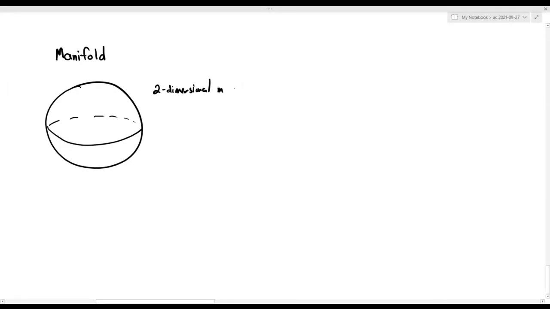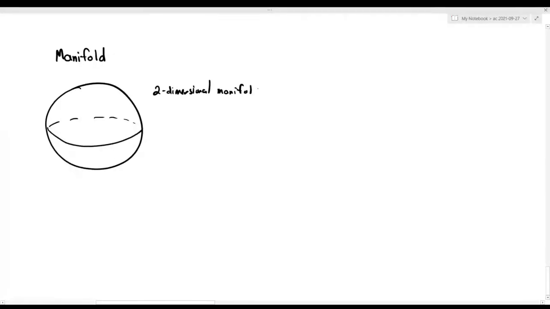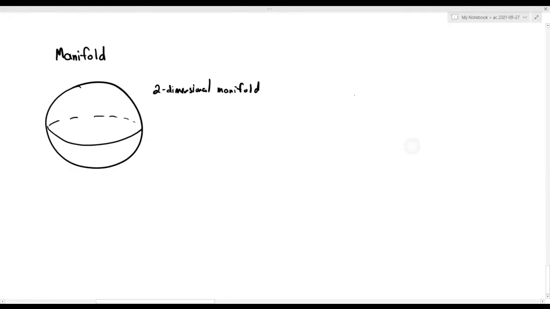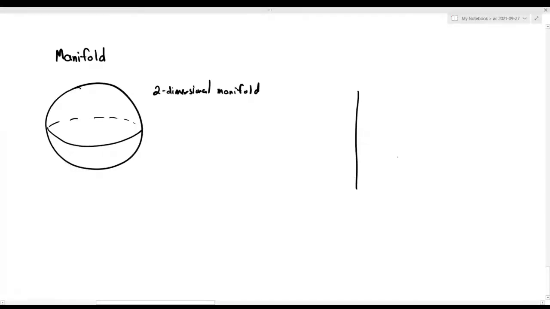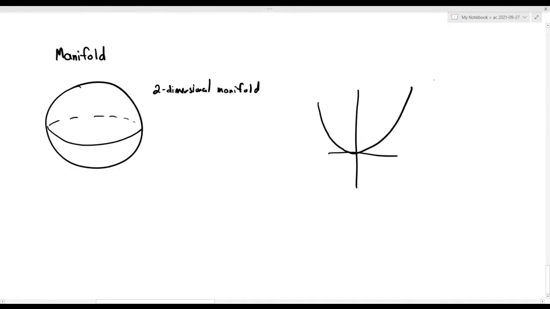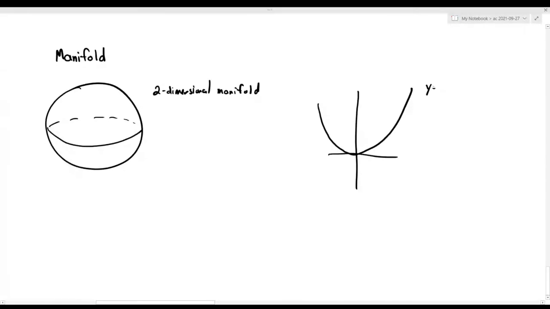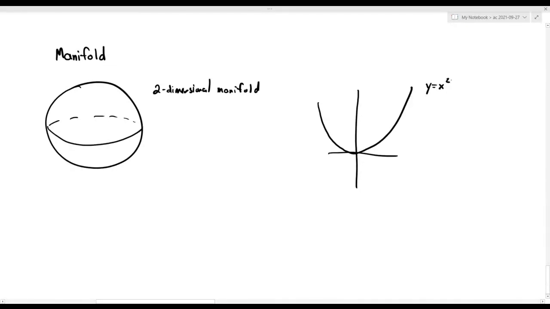The curve is what kind of manifold if you look at this? Let's say we're looking at the graph of y equals x squared. What dimensional manifold is that curve? Would you guess? One dimensional. Yeah.